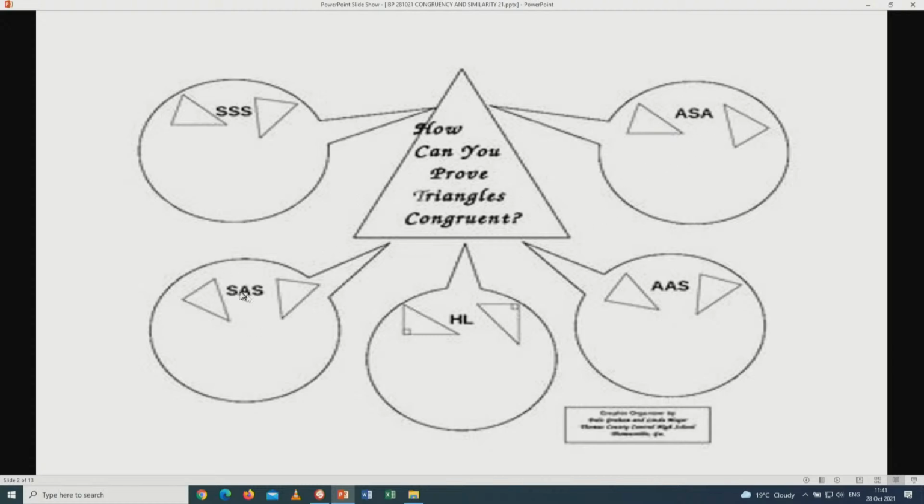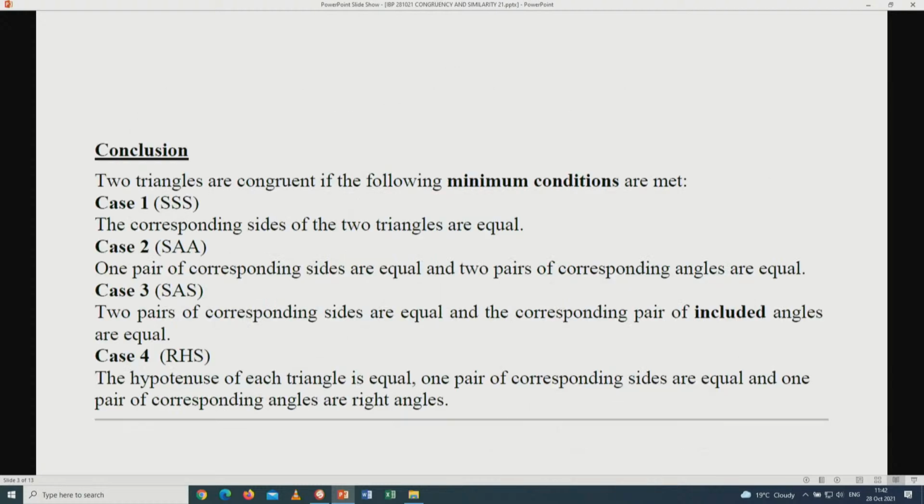Another condition, your side, your angle, your side. If you have a right-angled triangle, you've got a hypotenuse, and of course a hypotenuse, remember, is the side opposite 90 degrees. A hypotenuse and one side of equal length, that suffices. It means the two figures are congruent. And lastly, if you have an angle and an angle equal and a side, then your conditions of congruency are covered.